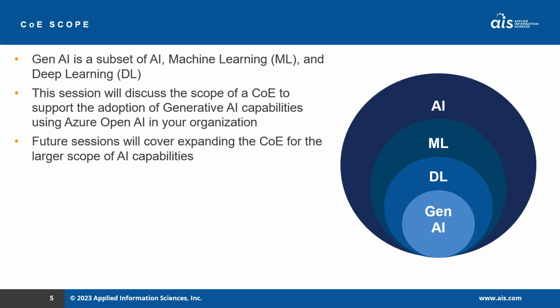And when we take a look at the stack for Azure AI services, it'll become clear why we have to look at both narrowly and broad. For purposes of this presentation today, we're going to focus on the capabilities or motivation for putting together a CoE focused on that more narrow subset of generative AI technologies. In a future session, we can look at how you can start from this more narrow definition of a CoE and expand out to cover the larger scope of AI capabilities.